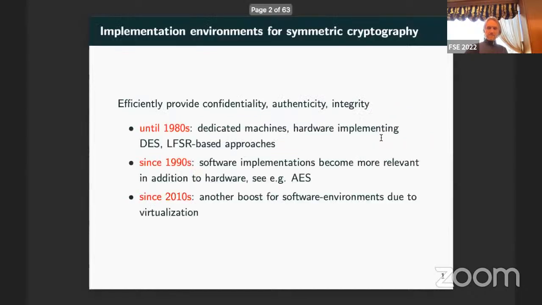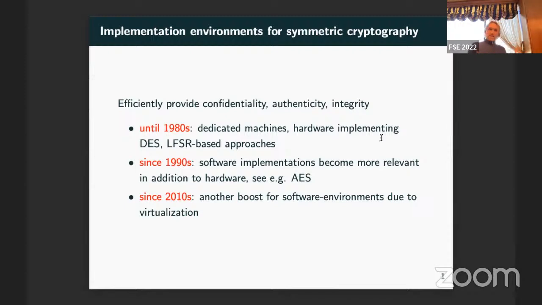Let me start out with a bit of a longer arc. Symmetric crypto has been around for a long time, with public research in symmetric crypto since the 1970s, perhaps. In the early days, use cases were always around confidentiality, authenticity, integrity, and related topics. And the focus was a lot on hardware implementations, being efficient in hardware, until the 80s for sure. A very nice example is the block cipher that became a standard. We refer to it now as the DES.